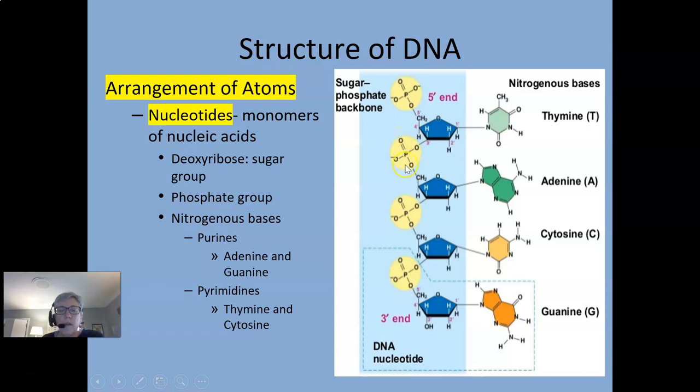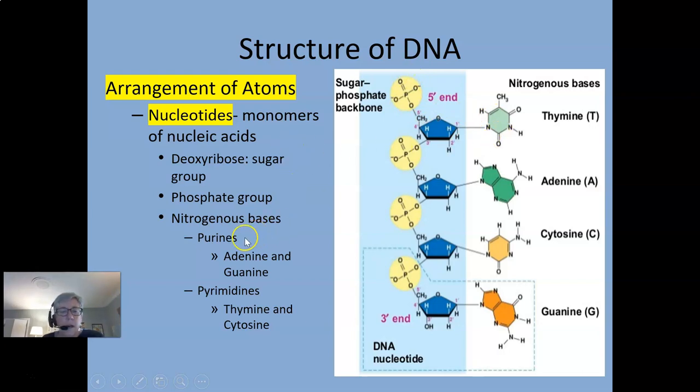Okay, so that's this thing circled in yellow. And then there's the nitrogenous bases. So that's this part. Here's a base, here's a base, here's a base, here's a base. So these are the four bases present in DNA: guanine, cytosine, adenine, and thymine. All right. So DNA has those three things: the sugar, the phosphate, and the base.